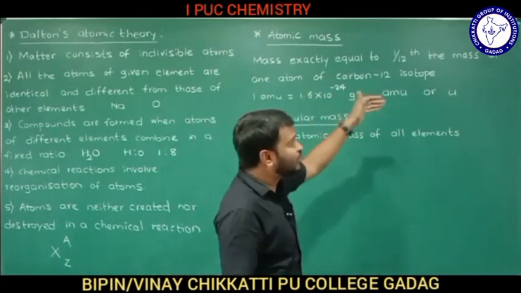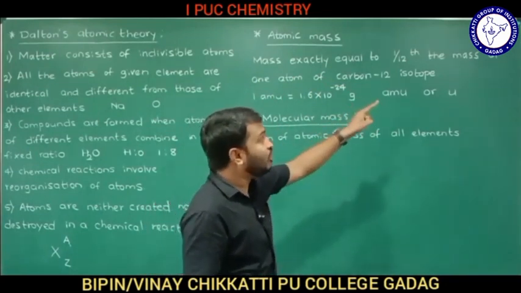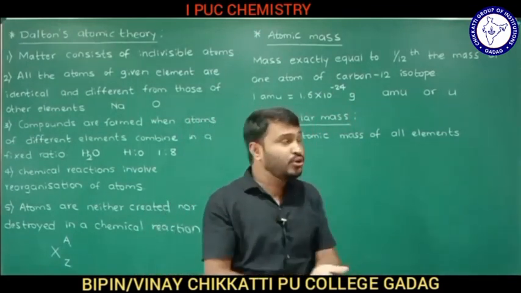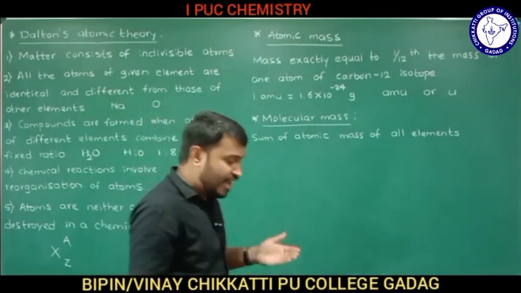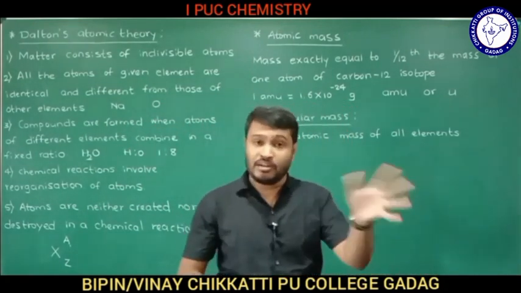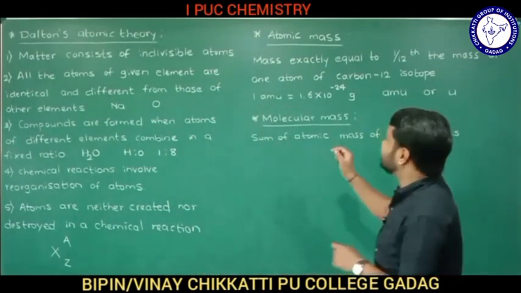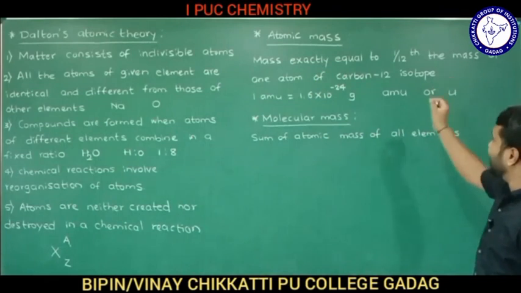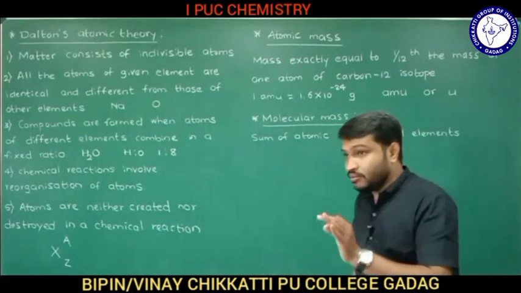So carbon 12 isotope is a standard here, and if you consider one atom of carbon 12 and take 1/12 of its mass, how many grams are we going to get? That same amount of mass we call atomic mass here. So we consider carbon 12 isotope as a standard, one atom of that, and 1/12 of the mass of carbon 12, and that mass we call atomic mass. Therefore the statement is: mass exactly equal to 1/12 the mass of one atom of carbon 12 isotope, and that we call atomic mass.